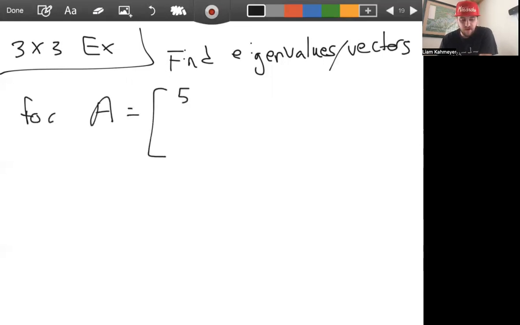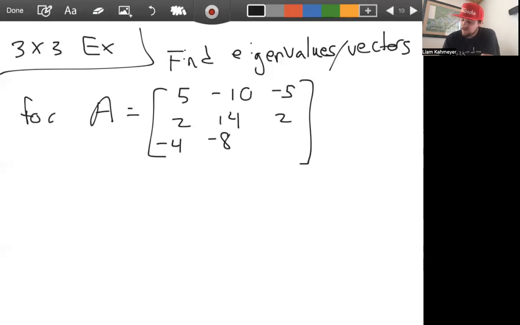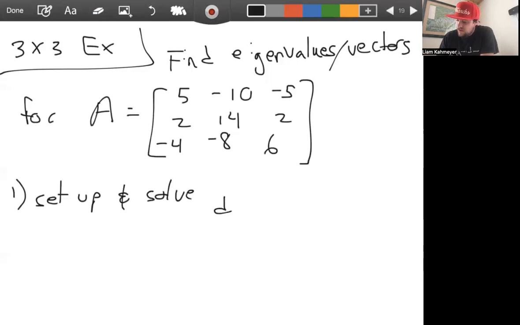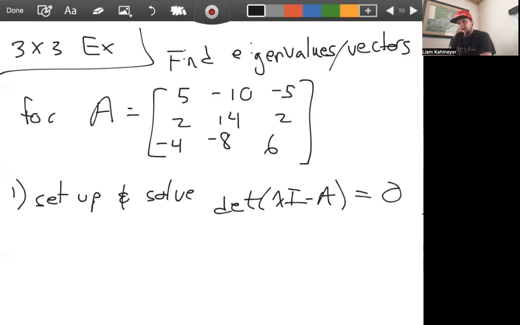It's 3 by 3. So 5, -10, -5 for the first row, 2, 14, 2 for the second row, and then -4, -8, 6 for the third row. Great. What's the first step of our procedure? The first step is to set up and solve the determinant of lambda I minus A equals 0, right? This is always the first step, doesn't matter what dimension you're working in.